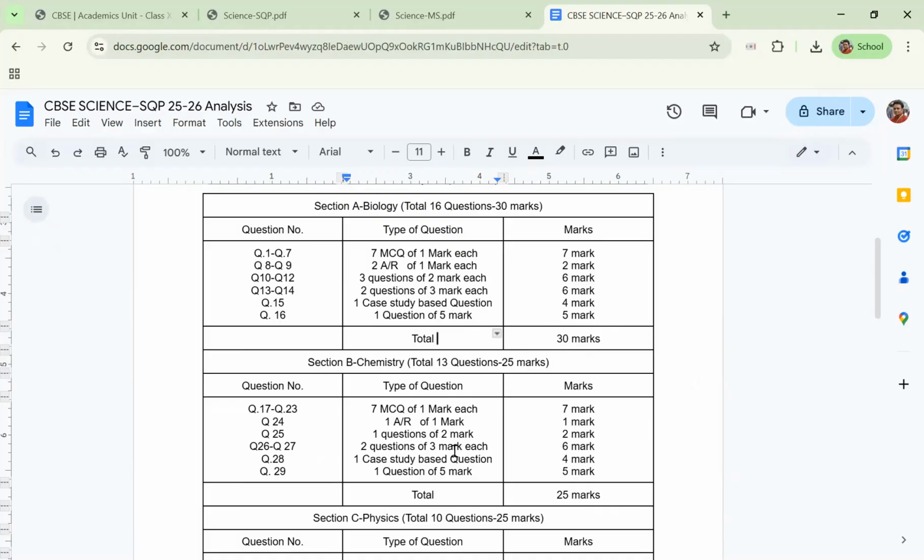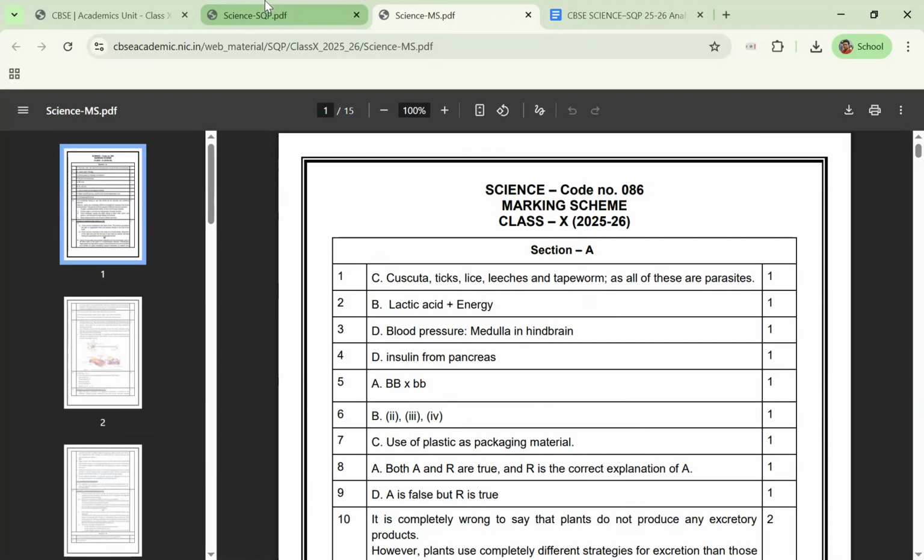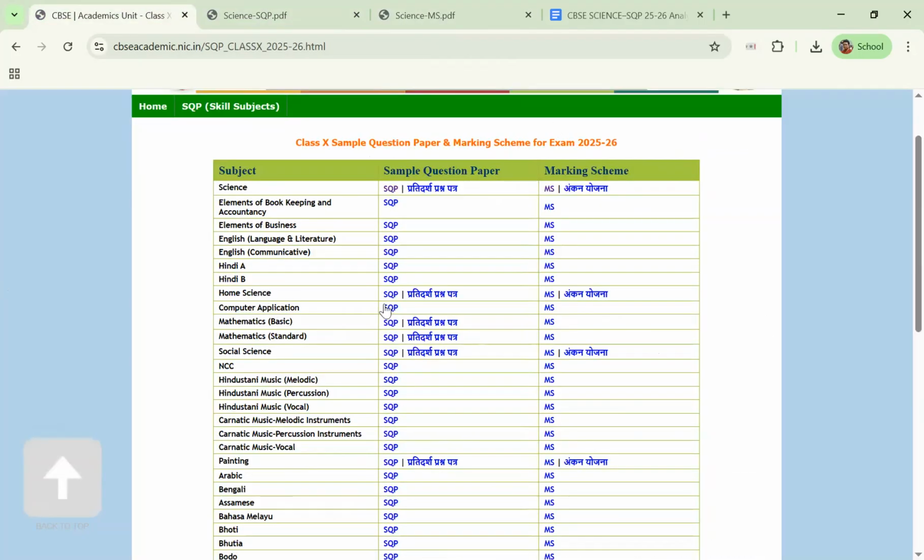Coming up to all the educators, these are the mark distributions. I guess now we will have less confusion passing on the information to the students also. So this was the sample question paper. I hope you have understood something from this.